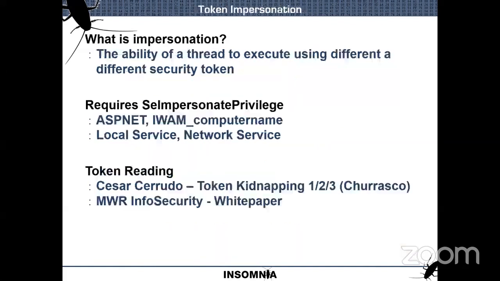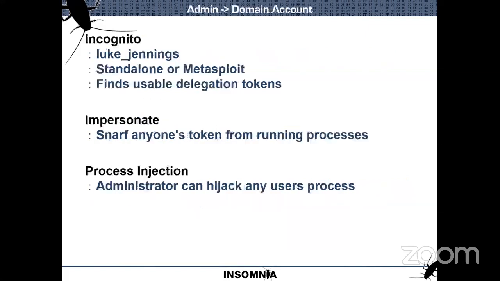Then we have token impersonation. What is impersonation? The ability of a thread to execute using a different security token. It requires SeImpersonatePrivilege, such as for ASP.NET, IIS, and computer name. So these are token impersonation. And this is Incognito. Impersonate, snag any user's token from a running process injection. An administrator can hijack any user's process.